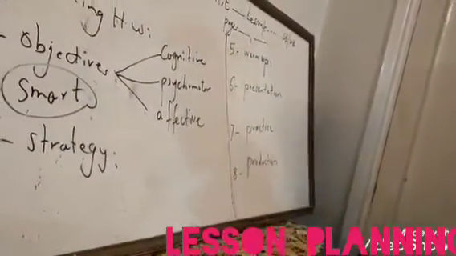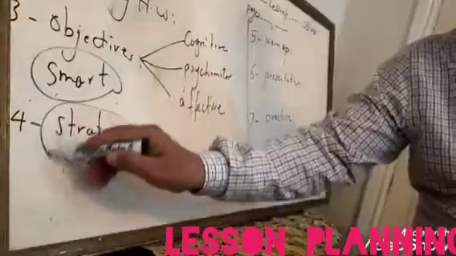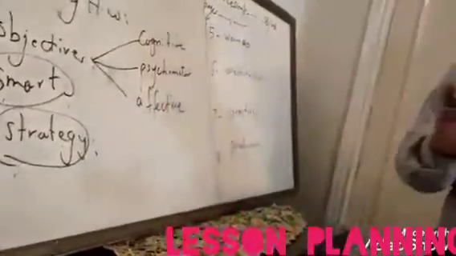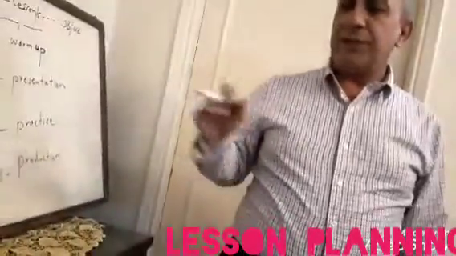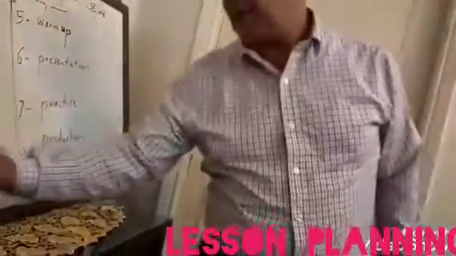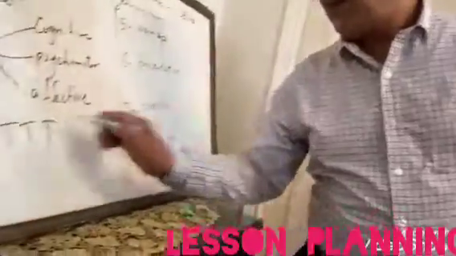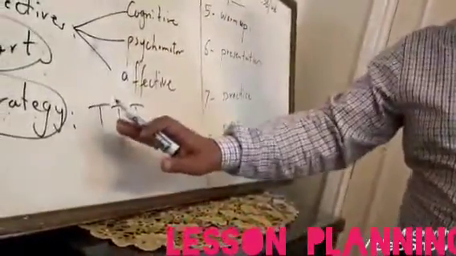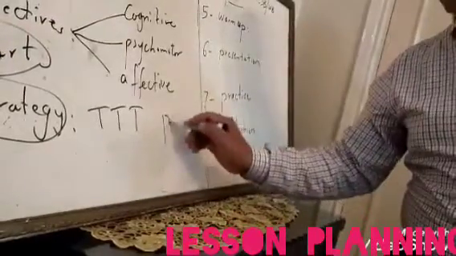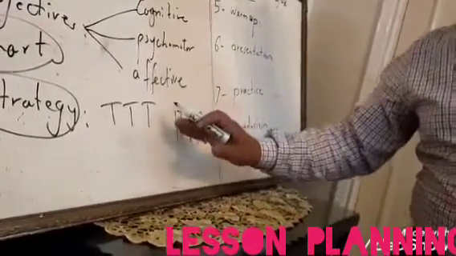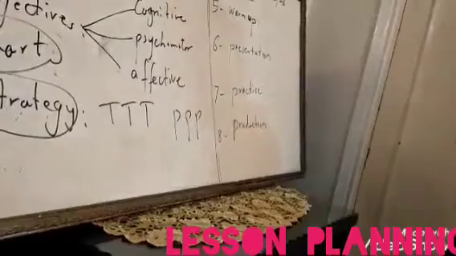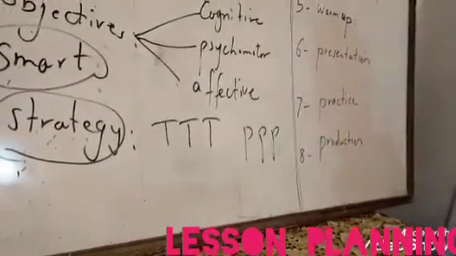What about the fourth thing? Strategy. The teacher can select any strategy for teaching his lesson. For example, we have this strategy, testing, teaching, testing. We have that strategy, presentation, practice, production. What about the fifth step?